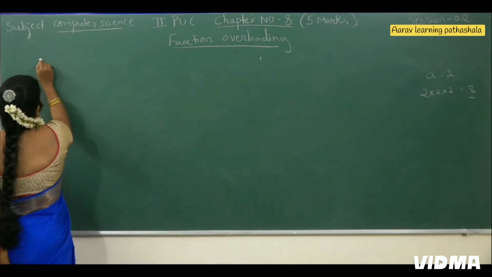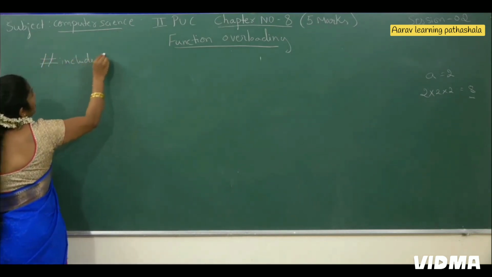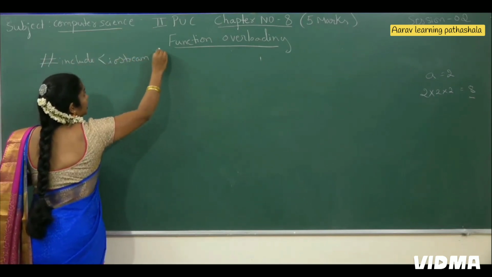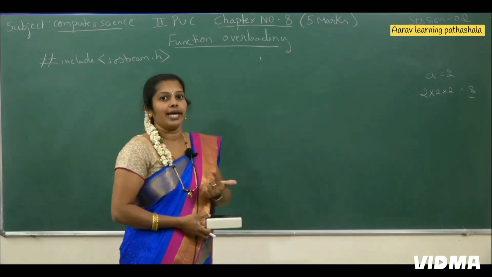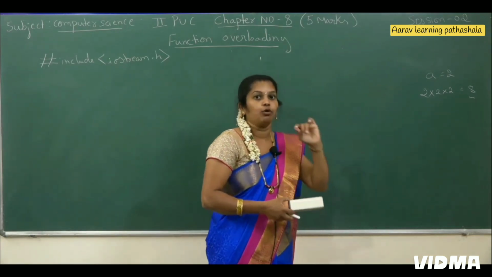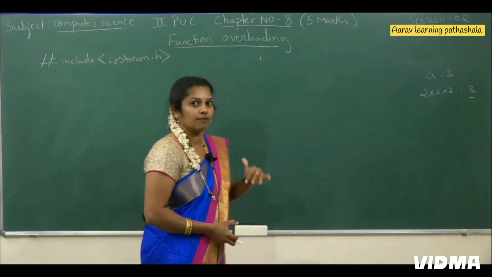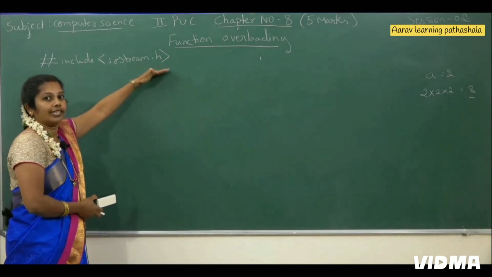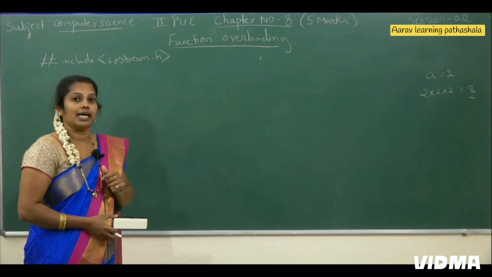Then first, as usual, we have to start with the header file. Hash include iostream.h. This is the supporting header file to perform cin as well as cout. What is the aim of our program? Write a program to find the cube of a number by using an inline function. Now when I am writing the program, first I am using the header file iostream.h. This is the supporting header file to perform cin as well as cout.